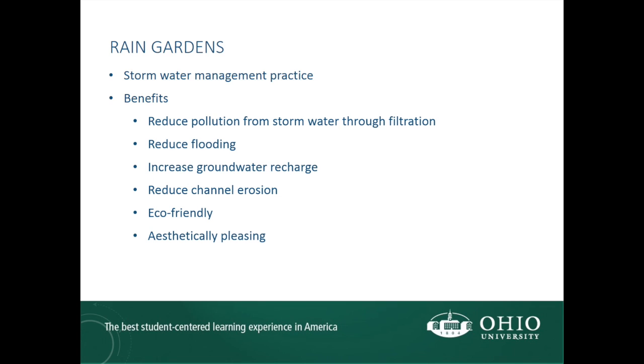Rain gardens can reduce pollution from stormwater by filtering the water before it enters the stream. They can also reduce urban flooding by retaining the water instead of contributing to runoff. Rain gardens can also help to recharge groundwater supplies, since some of the water that enters the rain garden infiltrates into the ground and returns to the groundwater flow.